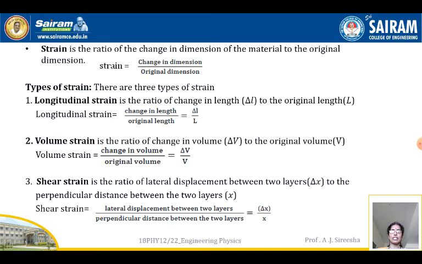It is lateral displacement between the two layers by perpendicular distance between the two layers, that is delta X by X. So these are the three types of strain. Longitudinal strain along the length, volume strain is the change in the volume delta V to the original volume V, and shear strain is the ratio of lateral displacement between two layers to the perpendicular distance between the two layers, that is X.